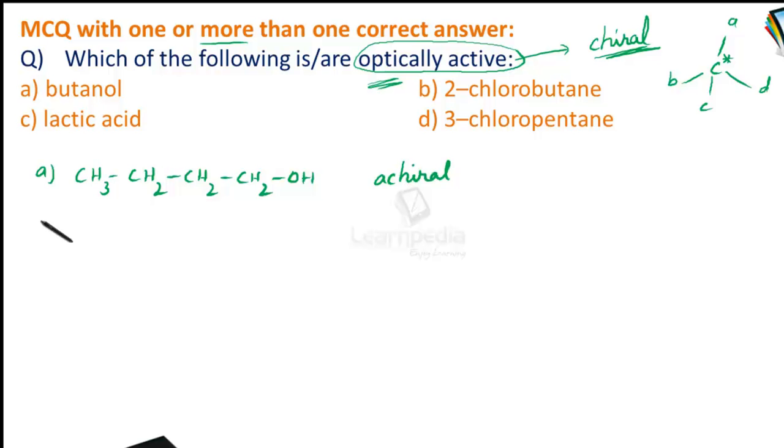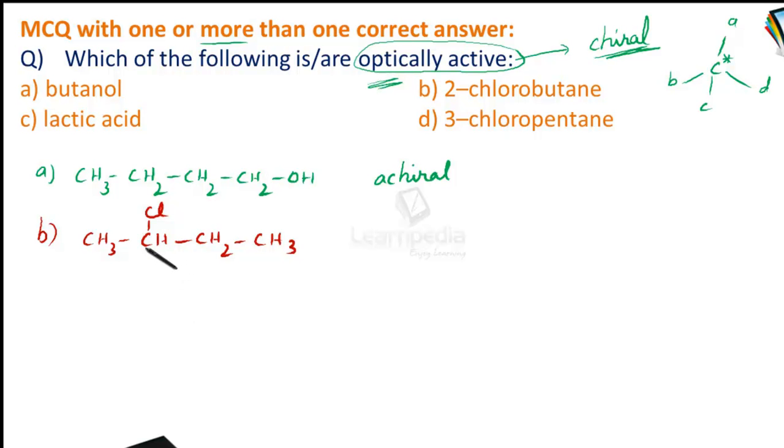So let us write the structure of option B. It is 2-chlorobutane. So I am giving numbering from the left hand side. So I write a chlorine at the second position. And this is the structure of 2-chlorobutane.